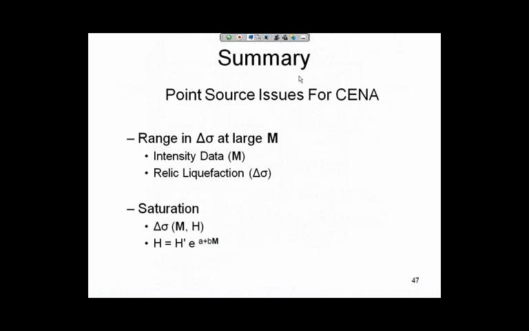So again, this is just a summary. To summarize what we've seen, the point source issues for CNA are what is the range of stress drop or stress parameter at a large magnitude? There are some ways you may be able to get at that using historical data. You can look at intensity data. From that, there's a correlation with moment magnitude. You can also look at liquefaction, which can give you some idea on stress parameter or stress drop.